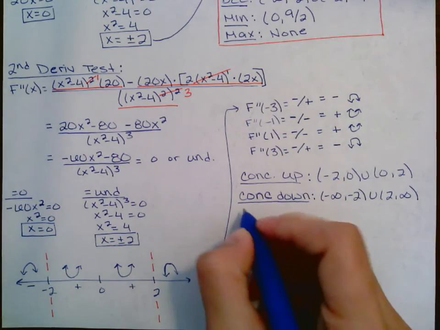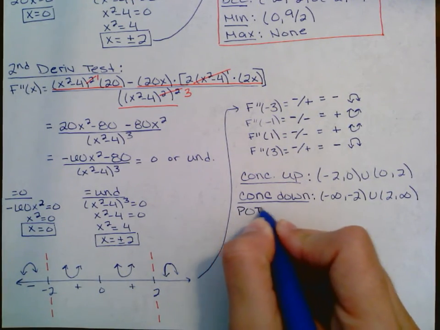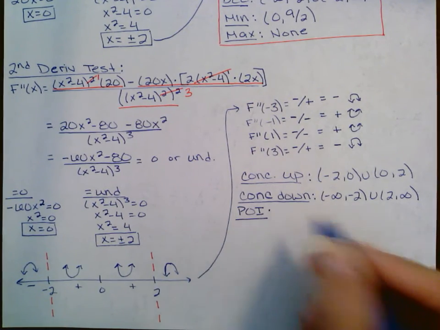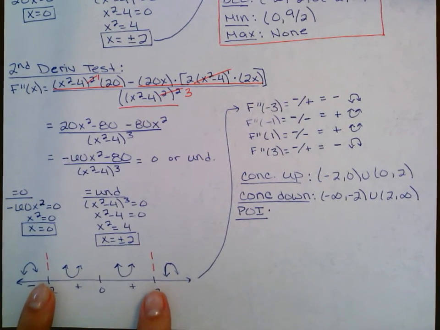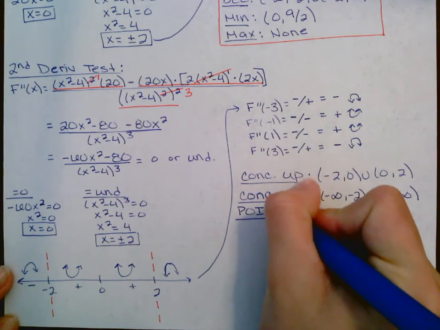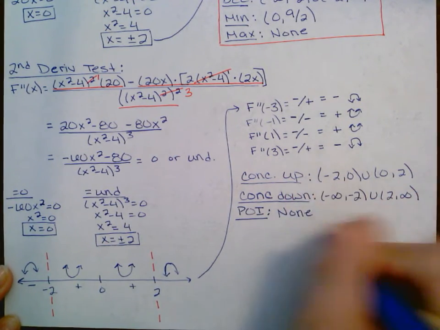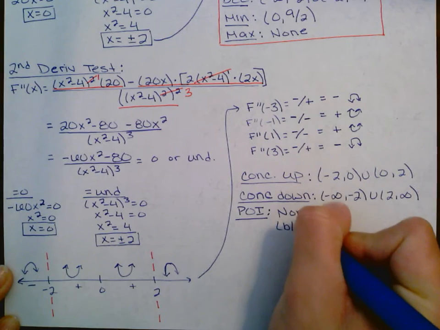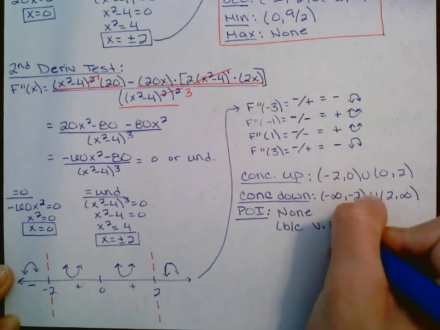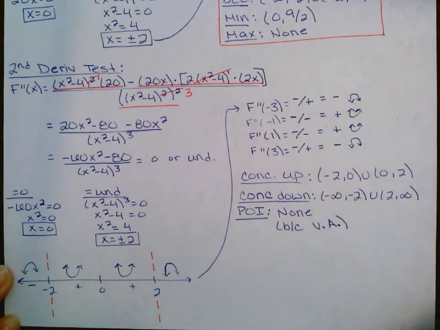Now, I know we're used to seeing our points of inflection in between our switch in concavity, which technically happens here at -2 and 2, but because -2 and 2 are asymptotes, they are not part of the actual graph, so I cannot list some ordered pair. So technically, I have none. And if you want to write yourself a side note, it's because of the vertical asymptotes. Okay?